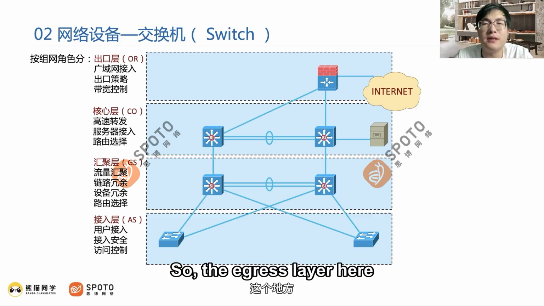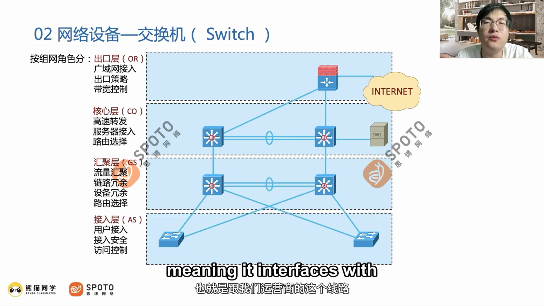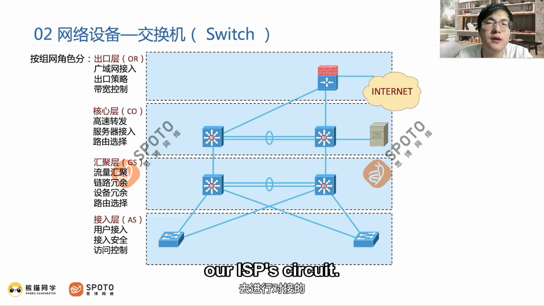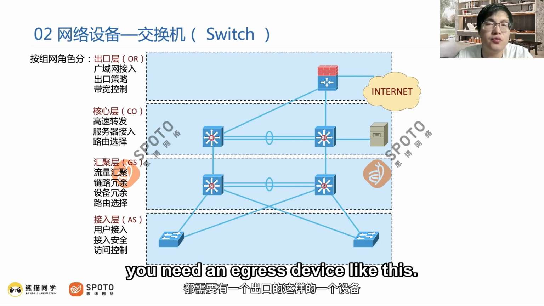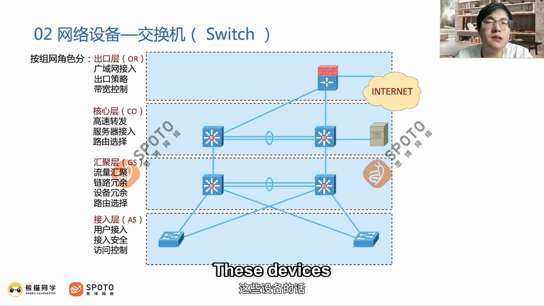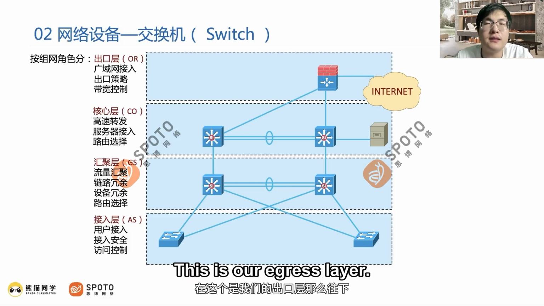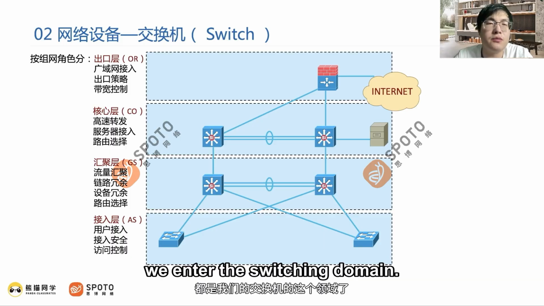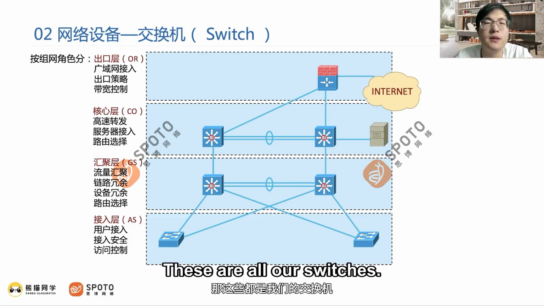Right? So, the egress layer here, its main function is to connect to our WAN, meaning it interfaces with our ISP circuit. Whether you use dial-up, static IP, or a dedicated line. Right? You have various solutions. In that case, you need an egress device like this. These devices are either routers or firewalls. This is our egress layer. Further down, we enter the switching domain. Like our core layer, distribution, and access. These are all our switches.